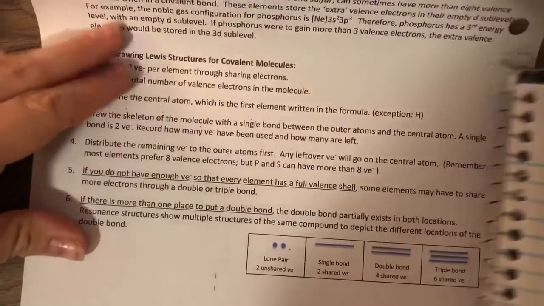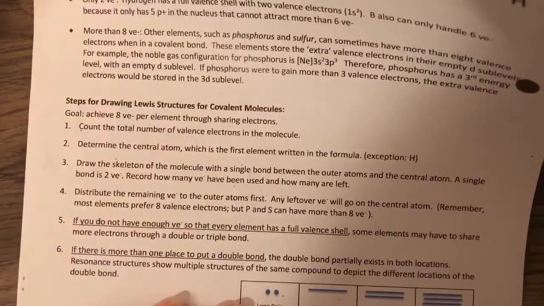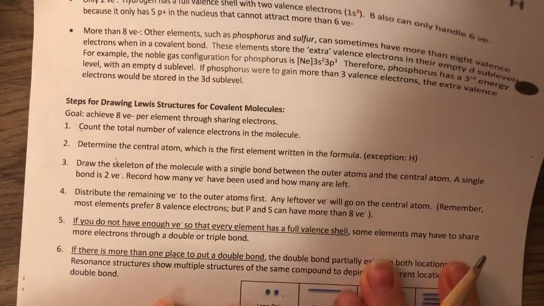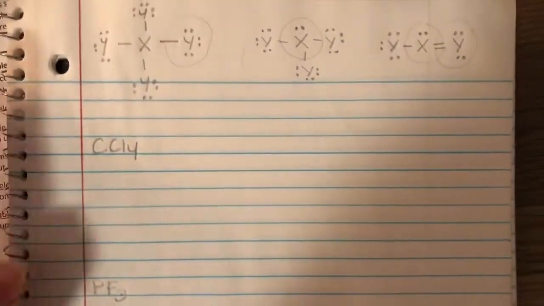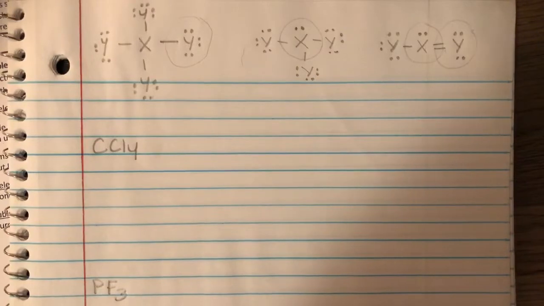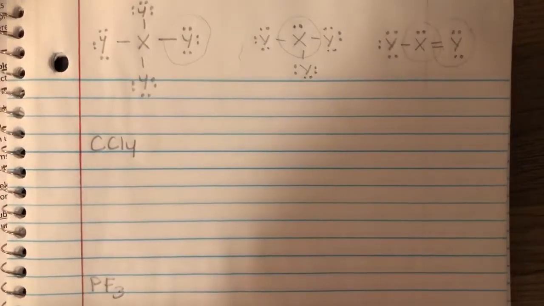Okay, so let's go through the rules while drawing. So have these rules out to the side. I'm going to be referring to them, but I'm not going to be showing them in the video. I'm just going to be showing my drawings. So the first covalent compound that we're going to draw is CCl4.